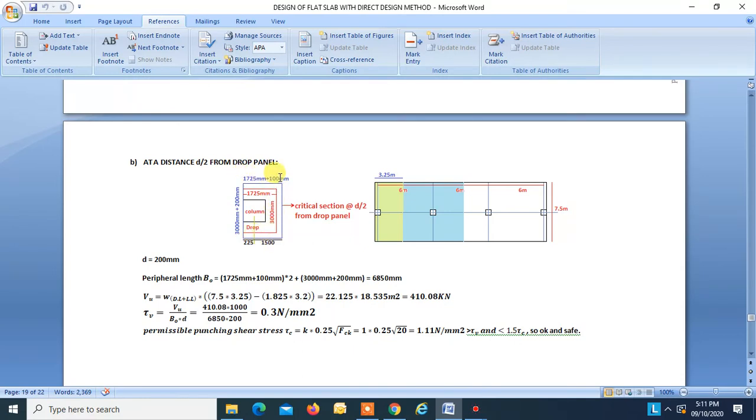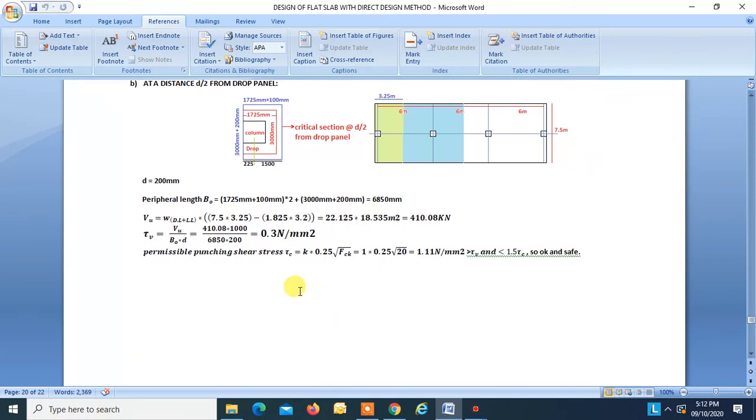So this is going to be 1725 plus 100 because this section comes in a slab. So the effective depth now will be 200. So the periphery is found to be 6850. VU is this area minus this area into W, 410. Tau V is 0.3, permissible shear stress is 1.1, so it is safe. So this is how all the calculations for a flat slab have to be done.